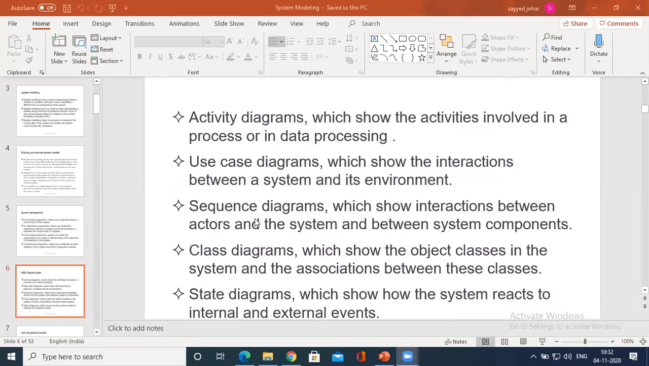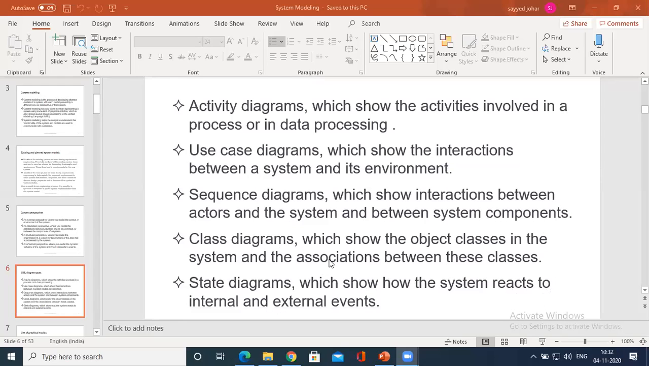If I'm not interested in the interactions or the operations or any sort of behaviors, and I ask you just the relationship between two classes or two objects, we go with class diagrams. It shows the object classes in the system and the associations between these classes. Association is the direct relationship between the two classes. Clear?